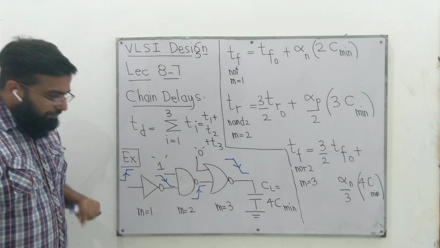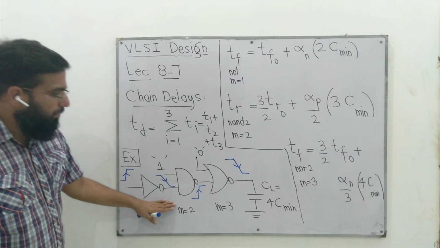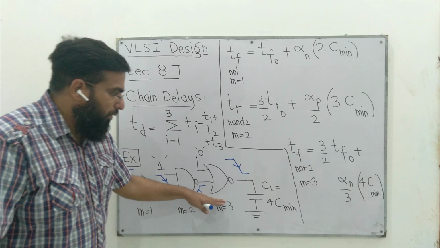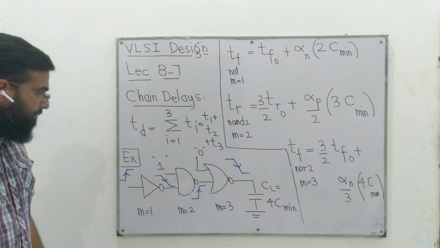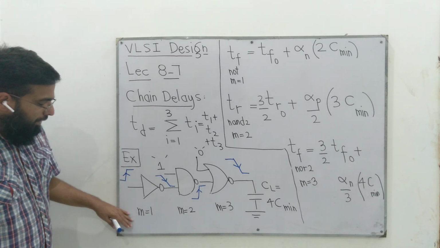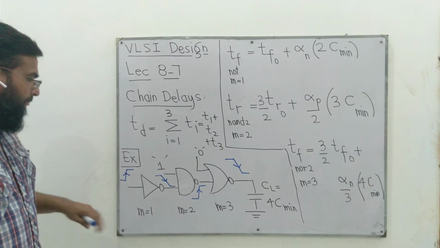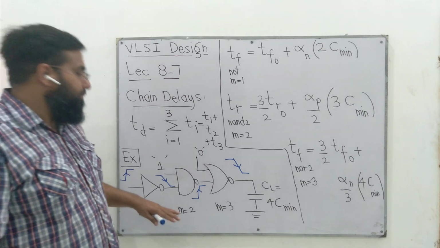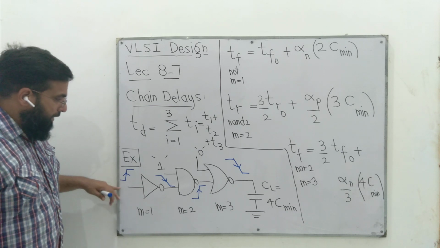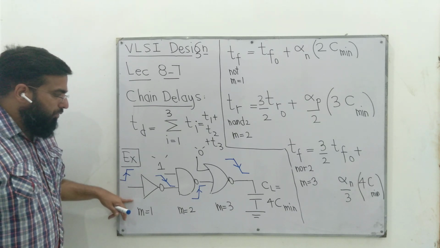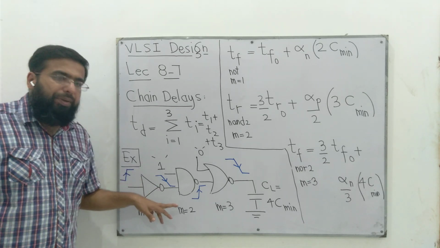Here we have an example where we have a NOT driving a NAND2, and the NAND2 is driving a NOR2, and NOR2 is finally driving some load capacitance CL, right? So this NOT is a standard NOT with M equal to 1. For this NOT, we have already derived expressions for rise and fall time delay. The input signal in this situation is a rising signal to this NOT. Since this is a NOT, it inverts the input, the output would be going down.